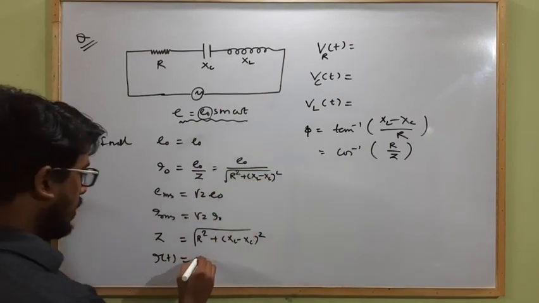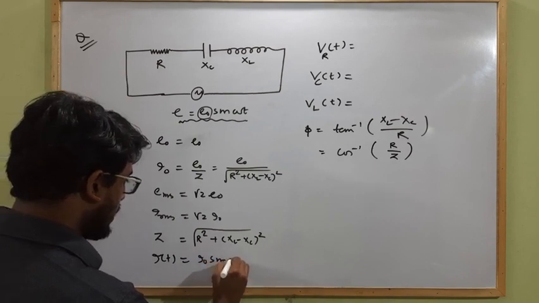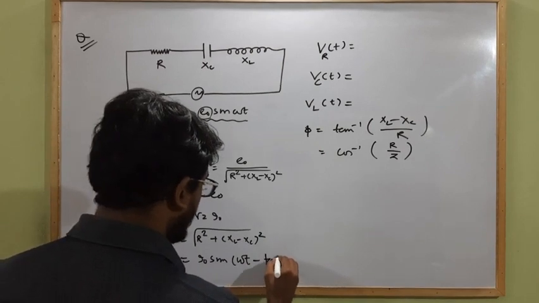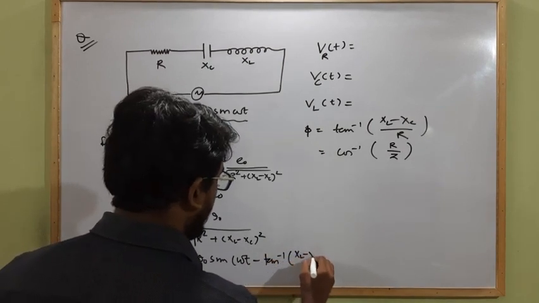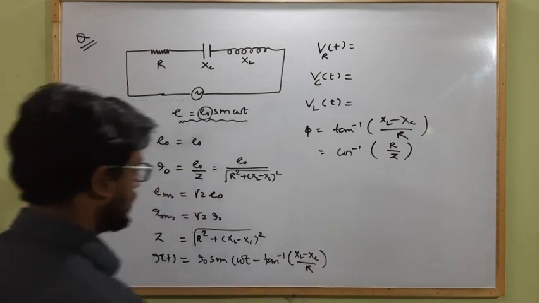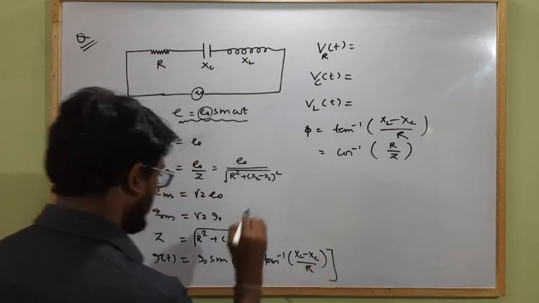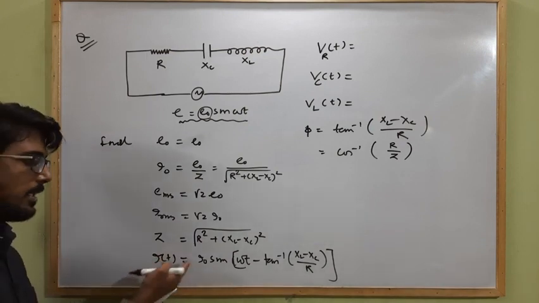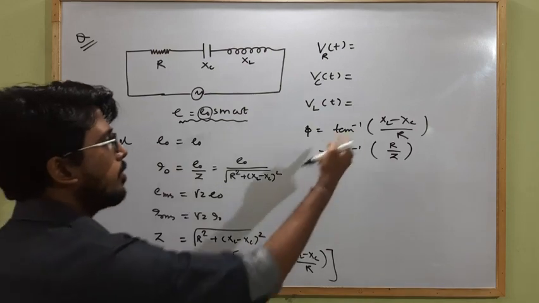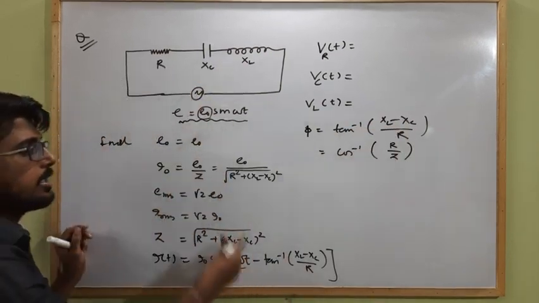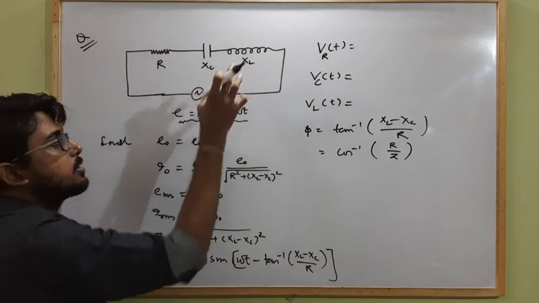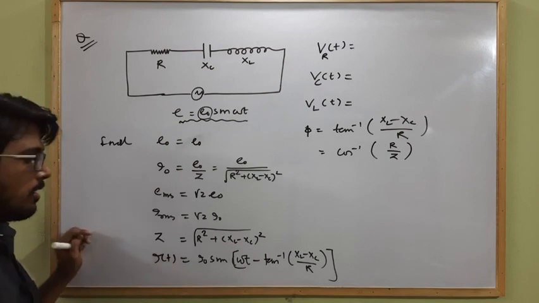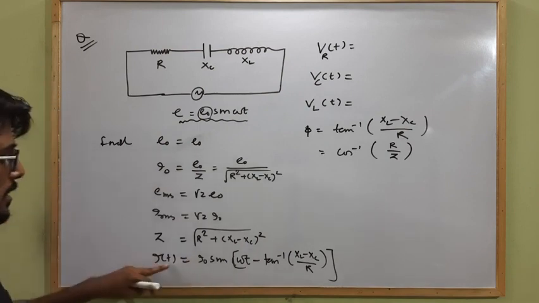So from this I will be I naught sin omega t minus phi, where phi is tan inverse of XL minus XC divided by R. Okay, this is the expression for current at any instant of time t. I am just solving this in general form so that if numerically this question is asked, you can calculate all these things by putting their numerical values. Clear? So this will be the expression for I at any instant t.